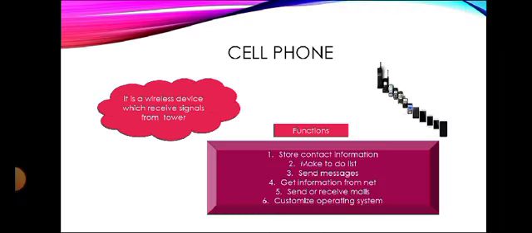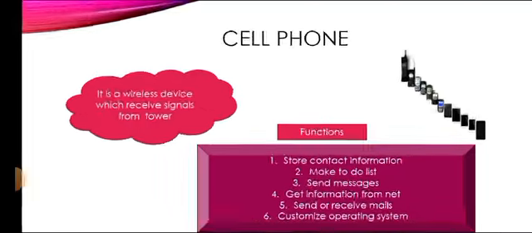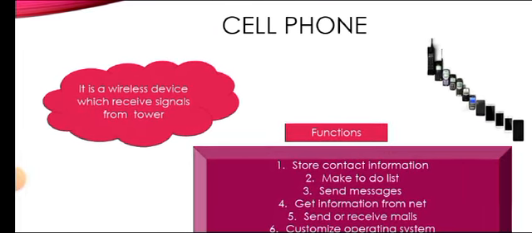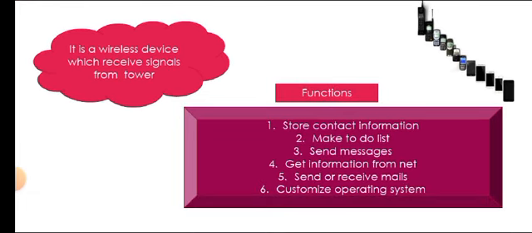The second one is the cell phone. On 3rd April 1973, the first cell phone was invented by Martin Cooper. And the cell phone is a wireless device which receives signals from the towers. A cell is typically the area several miles around the tower in which a signal can be received.